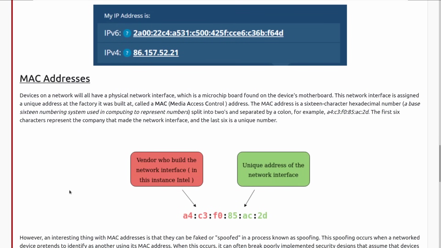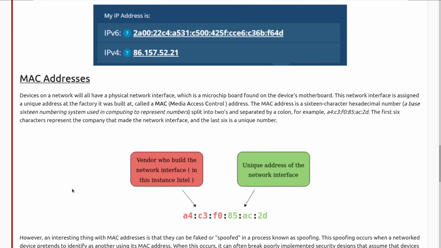Devices on a network will all have a physical network interface, which is a microchip board found on the device's motherboard. This is your Ethernet port, or your Wi-Fi card, whatever this is. This network interface is assigned a unique address at the factory it was built at, called a MAC address, a media access control address. This is referred to as "burnt in" because in theory it can't be changed. You can do spoofing and other things with this, but don't worry about that too much right now. Just know, again, this is in theory globally unique.